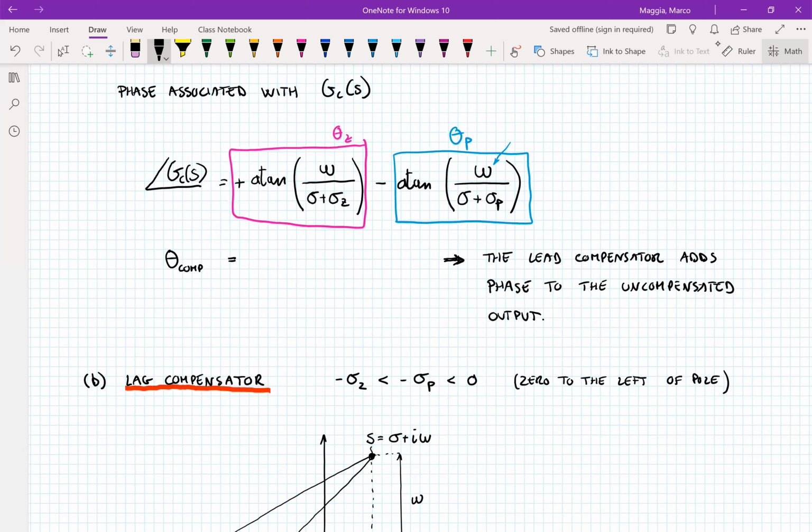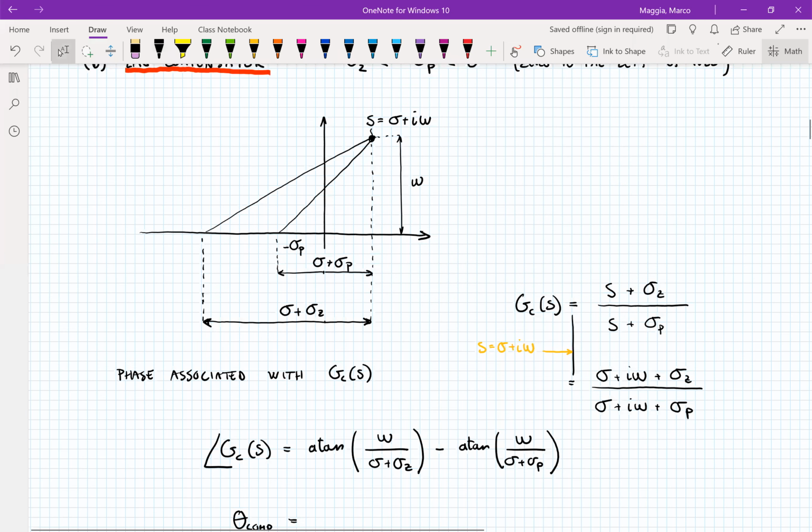All right, so since theta z minus theta p is positive, overall we're adding some phase. So the lead compensator adds some phase to the uncompensated output.